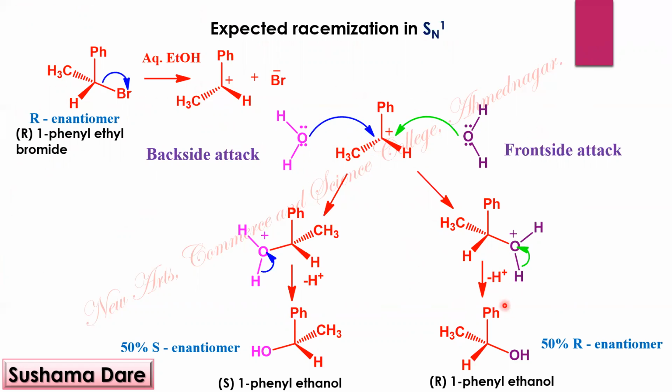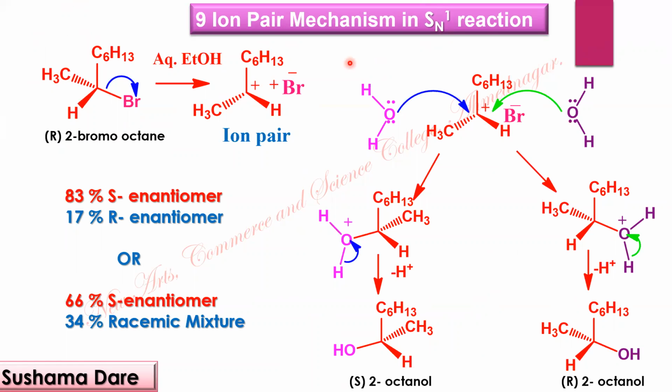With respect to that, it gives the final product. If it attacks from the front side, it gives 50% R enantiomer, that is R-1-phenylethanol. If it attacks from the backside, it gives 50% S enantiomer, that is S-1-phenylethanol. Together, 50% S and 50% R is a 100% racemic product, and a racemic product is optically inactive. So the expectation in the SN1 reaction is that if we start with an optically active compound, we end up with an optically inactive product. But instead of expecting things, the next point is the ion pair mechanism in the SN1 reaction. So what is the meaning of ion pair mechanism?